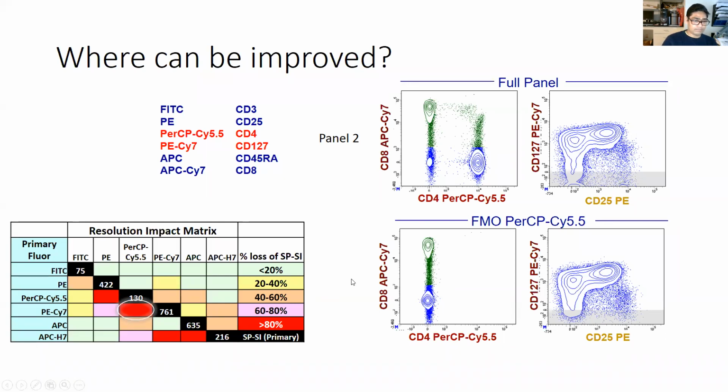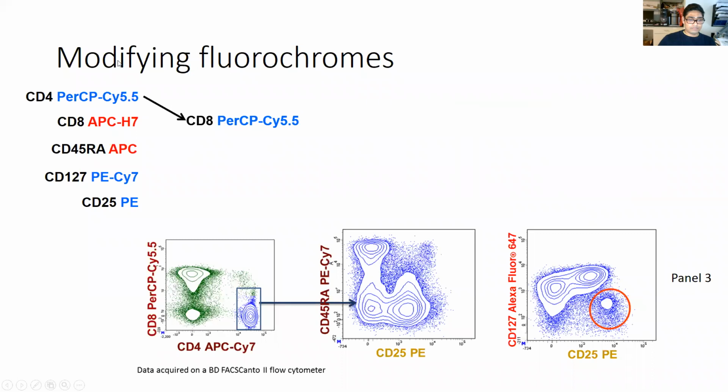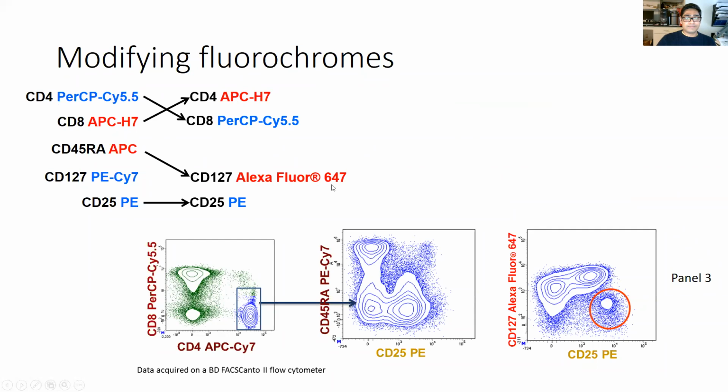So the first thing we do is swap this one to CD8, because we are not going to see CD8 for Treg. It's not co-staining, so we put this color in trouble to the other type of cells. So we swap this out. This one keeps the same. And F640, 647 is brighter than APC, so we use this one. After we change this one, that's what the final result looks like.